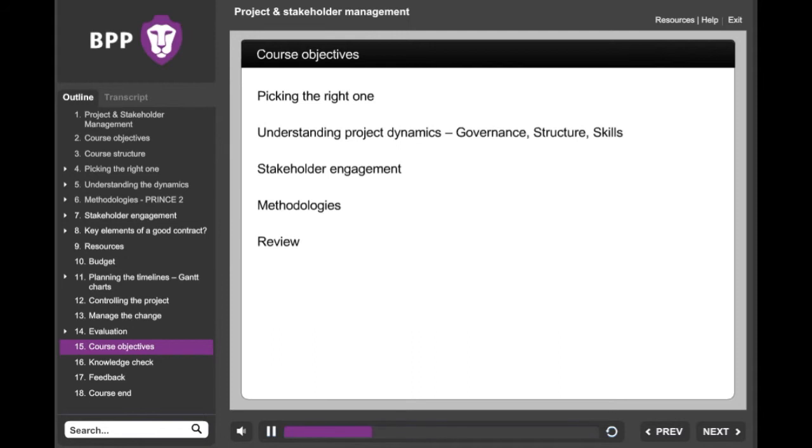So we've talked about how you pick the right project at the right hierarchy in the organisation. We've looked at the project dynamics, the governance, of course, and the skill set required to deliver effectively. Stakeholder management, of course, is critical, not just to projects, but also within and between organisations. We've looked at which methodology might be best for your organisation, from PRINCE2 to a more agile methodology like Scrum, and the importance of going back and reviewing projects once they've been completed.